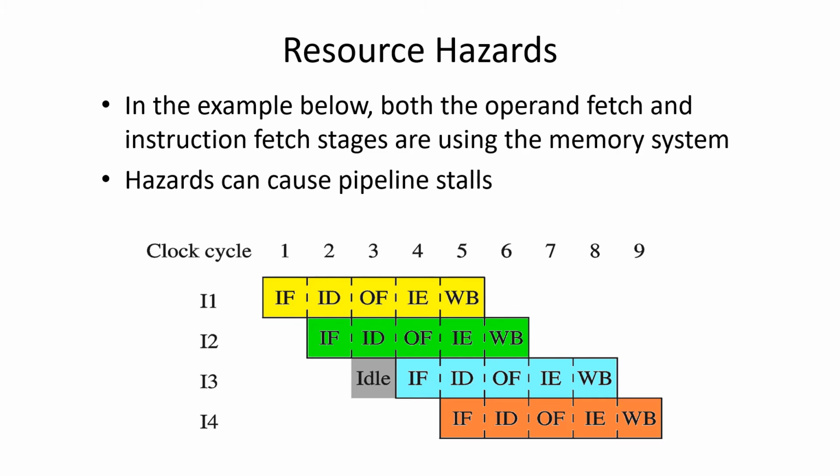On the third instruction, it would like to do an instruction fetch at that time if it could, but we'll assume that there's only one path to memory, and instruction 1 is fetching the operand from memory at that time. Therefore, we don't have enough resources to fetch the instruction and the operands at the same time. So the third instruction is idle, or has a pipeline stall, for 1 cycle. So instead of starting on cycle 3, we'll have to start on cycle 4.